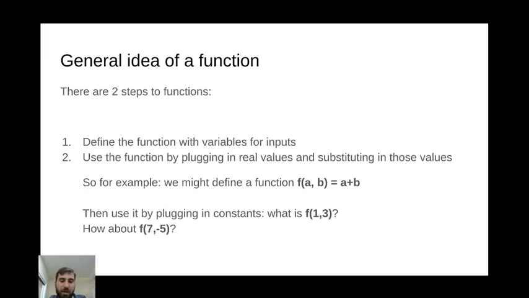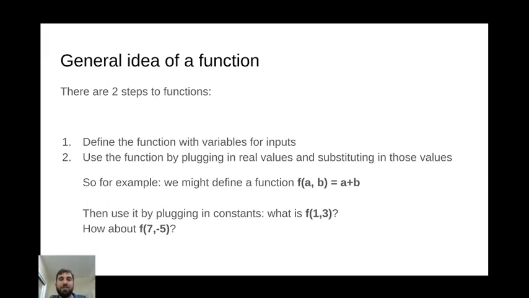So for example, we might define a function f(a, b) = a + b. So that's the first step there. f of a and b is a plus b. Notice we haven't actually plugged in any actual values yet. We've just said, I have a function, it has two inputs. You can see in those parentheses, two inputs, and the output of the function is the first input plus the second input. So now we can plug in some constants or some literals. We could plug in 1 and 3, that would be 4, right? Or 7 and negative 5 would be 2, right?